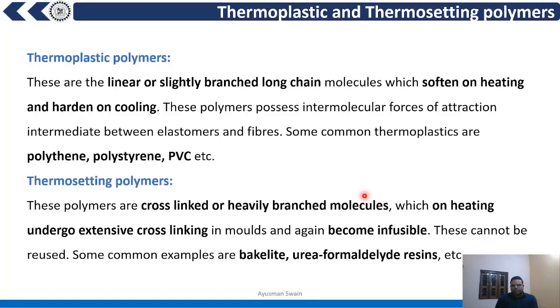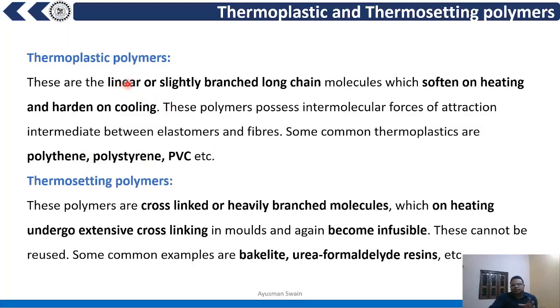Thermoplastic, thermosetting plastic. If you see the examples, then you can easily differentiate. Thermoplastics are polyethylene, polystyrene, PVC, whereas thermosetting plastics are Bakelite and urea formaldehyde. Thermosetting plastics are rigid cross-linked network polymers, and thermoplastics are simple straight chain polymers.